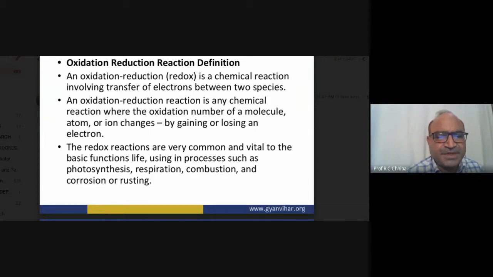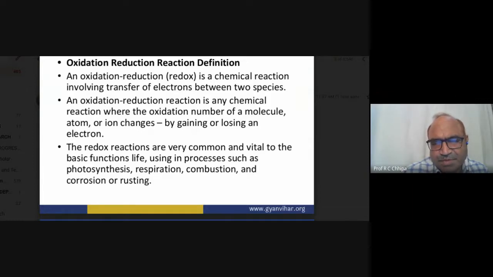So how can this be changed? By simple electron transfer: electrons can be gained, electrons can be lost. The oxidation number of an atom, molecule or ion changes by gaining or losing electrons. Redox reactions are very common and vital to the basic functions, as I have mentioned. And what are the basic functions?